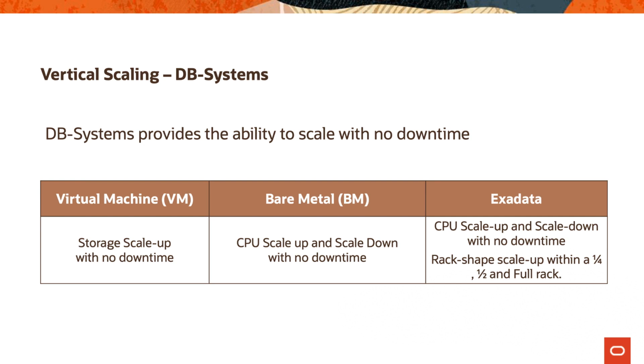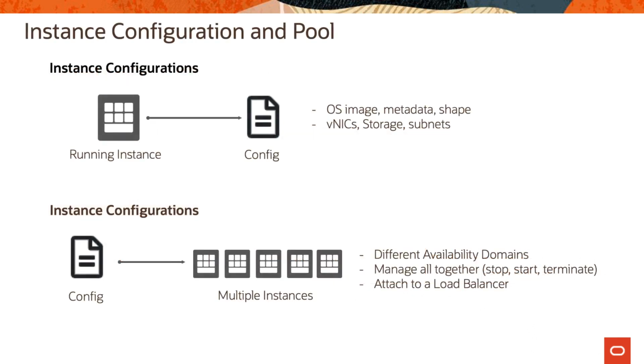It's much easier to scale up in a lot of cases than to decrease the resource size, especially when it comes to storage. To help with this scaling option, we have instance configurations and pools. From a running instance, you can create a config file. In some of our other modules, we dive into this a little more. I'm just going to cover this from the scaling perspective.